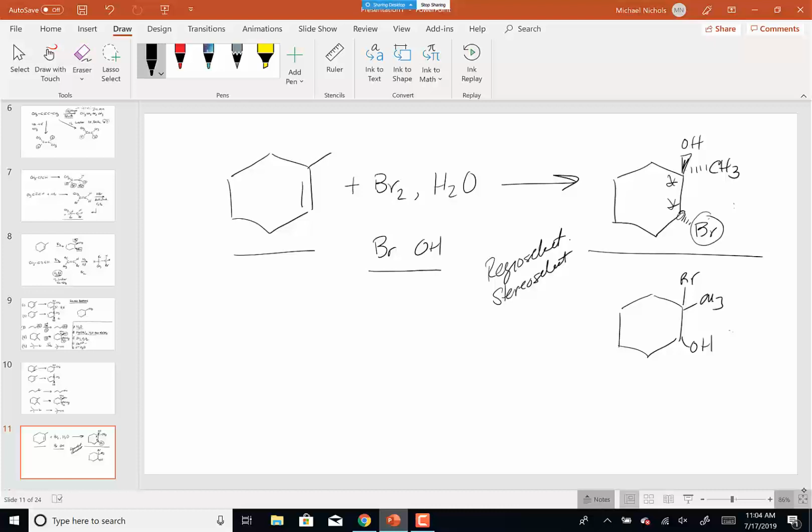When will it be 50-50, cis and trans? When you go through a carbocation or a radical intermediate. If you go through a triangular intermediate, it's just a question of, do I make two chiral centers? If I go through a square intermediate, did I make two chiral centers? If I go through the pentagon intermediate, did I make two chiral centers?